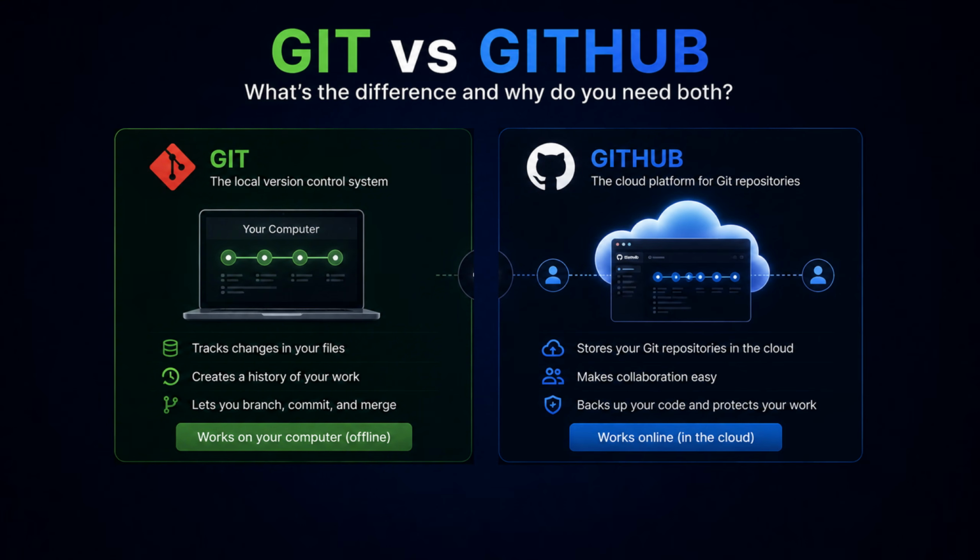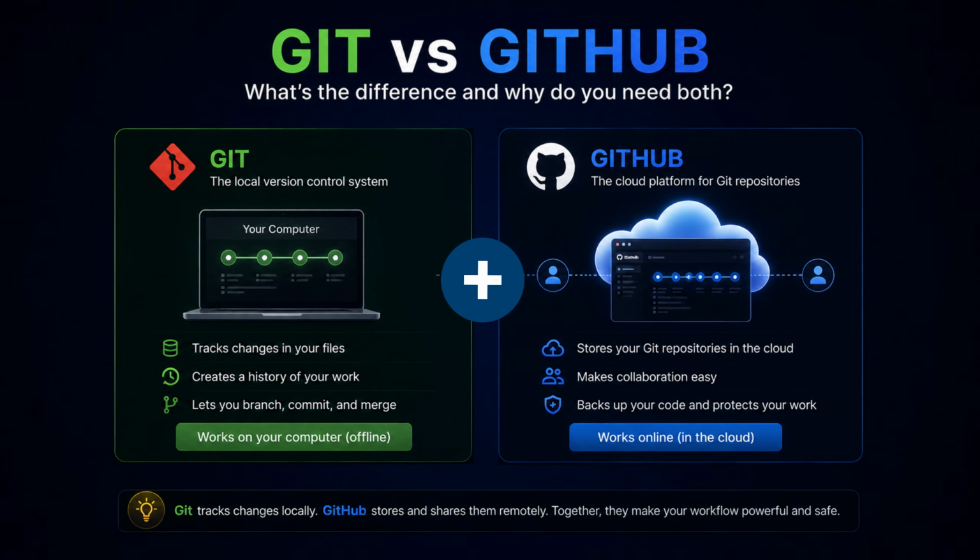GitHub, on the other hand, is a cloud hosting service for those Git snapshots. Think of GitHub like Google Photos or iCloud for your code vault. Why do we need both? Git keeps track of your history locally on your machine, but if your laptop breaks, your local Git history disappears with it. GitHub takes your local Git vault and uploads it online so it's backed up, accessible from anywhere, and ready to share with potential employers or teammates.